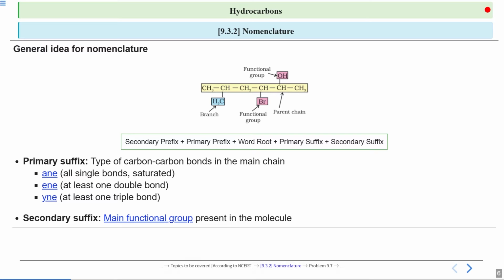Now it is possible that your given single functional group has no suffix for it. Yes, there are groups which have no suffix. In that case, we have to use their prefix only.